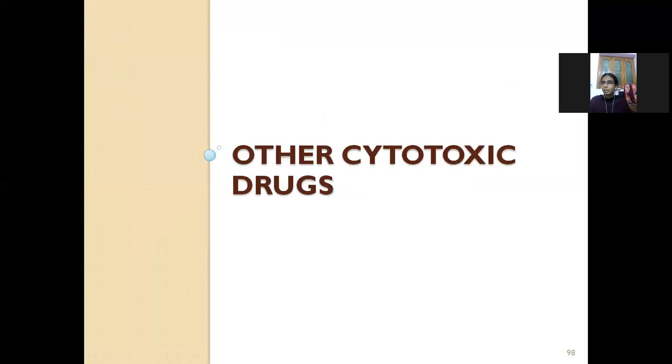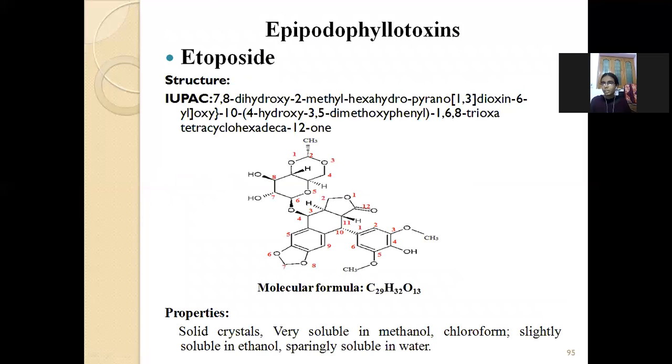Next, this is the drug Etoposide, which comes under the Epipodophyllotoxins. So these are the three drugs: Vinblastine, Vincristine, and Etoposide. These are the three drugs which come under the plant products, that is, natural products.